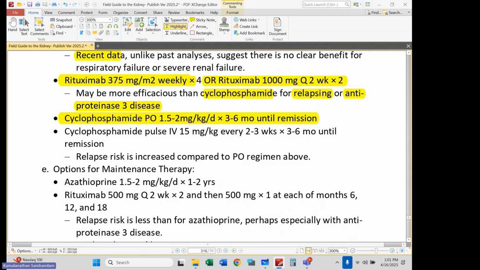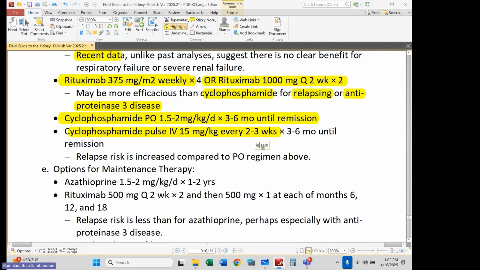for the relapsing or antiproteinase 3 positive patient. Now, cyclophosphamide, if you're going to use it, in my book, should be oral. Even though there's randomized controlled trials looking at IV cyclophosphamide, which the punchline of that RCT says it's equivalent, it's not equivalent. When you looked at long-term outcomes of that study, there were greater relapses with IV cyclophosphamide. So I don't use it. It's also harder to do if you're going to do it like it was done in the RCT.